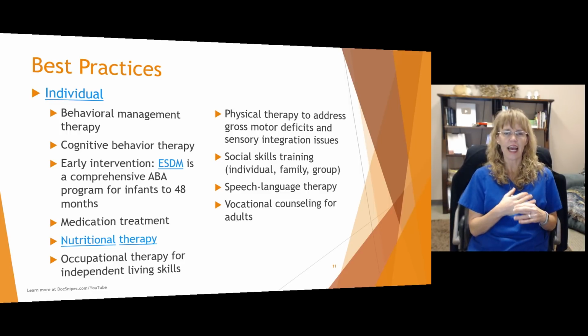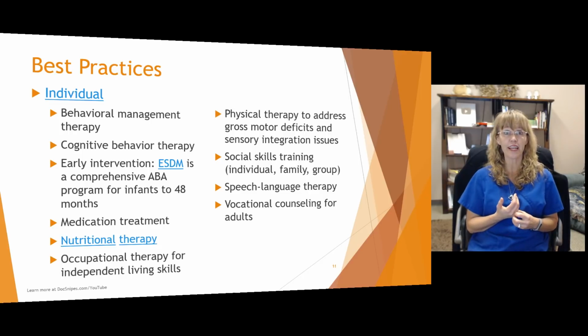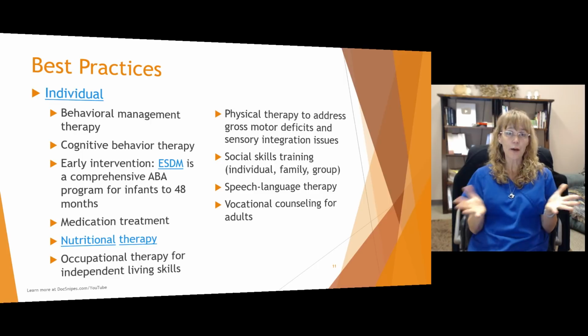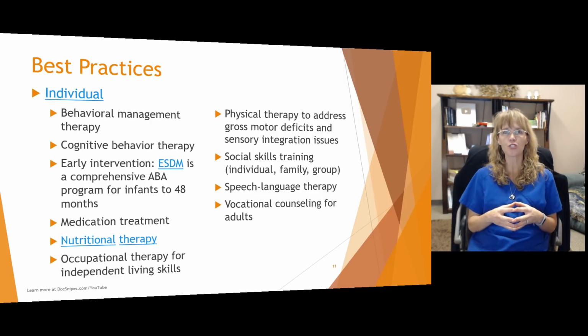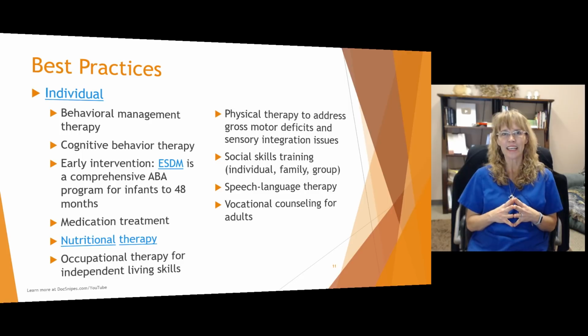Early intervention and the Early Start Denver Model is a comprehensive ABA program for infants to 4 years old that has been shown to be very helpful for people with autism that's diagnosed, obviously, before 4 years old. Some medications have been helpful, especially for addressing particular behaviors. There's been a lot of research recently about the connection between autism spectrum behaviors and the gut microbiome. So there are 2 articles that are referenced in this presentation.